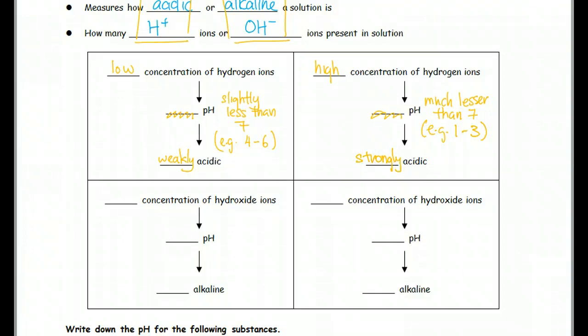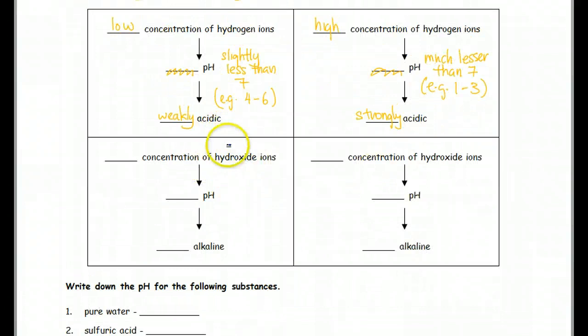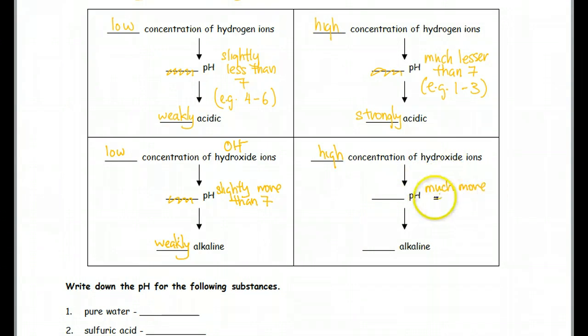Now, that's for the H plus ions. Now let's look into the OH minus ions, the hydroxide ions. If there's a low concentration of hydroxide ions, we will only have a pH slightly more than 7. So this is weakly alkaline. What if we have a high concentration of hydroxide ions? It will be much more than 7. So this is strongly alkaline. Some examples here could be pH 8 to pH 10, and pH 11 to 14.